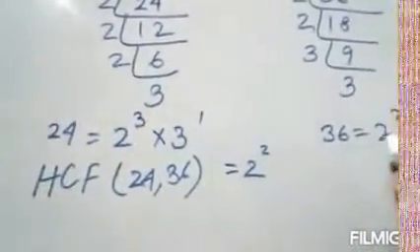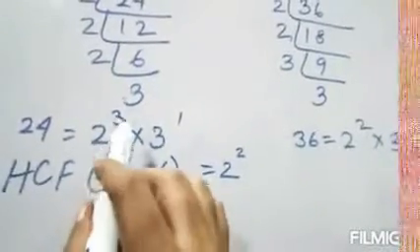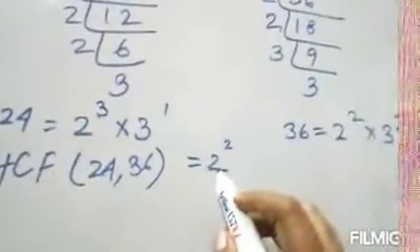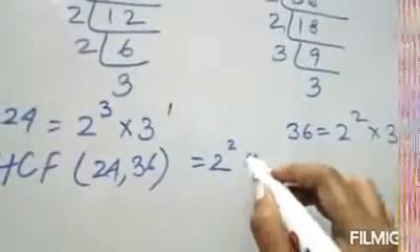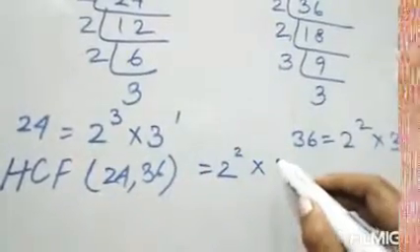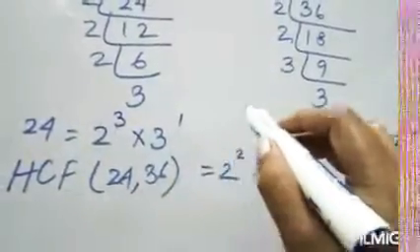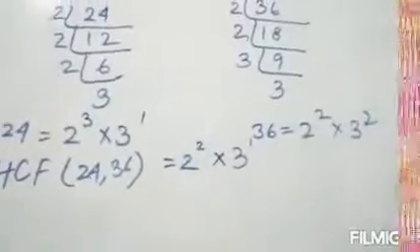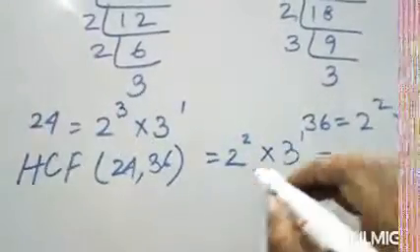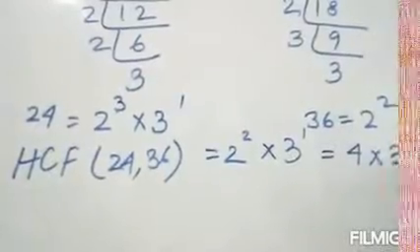Why 2 to the power 2? Again I am telling, because here I have 2 to the power 3. That means 2 to the power 2 into 2 makes 2 to the power 3. Right? So 2 to the power 2 into, here I have 3 square, here I have 3 to the power 1. So I'll take 3 to the power 1, because 3 to the power 1 into 3 to the power 1 makes 3 to the power 2. So this is there. Okay, so 2 square means 4, and 3, so 12.